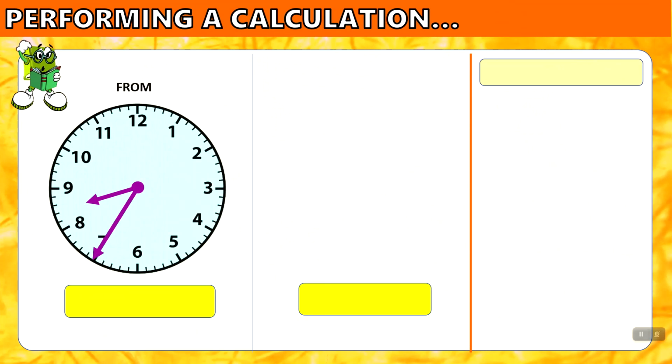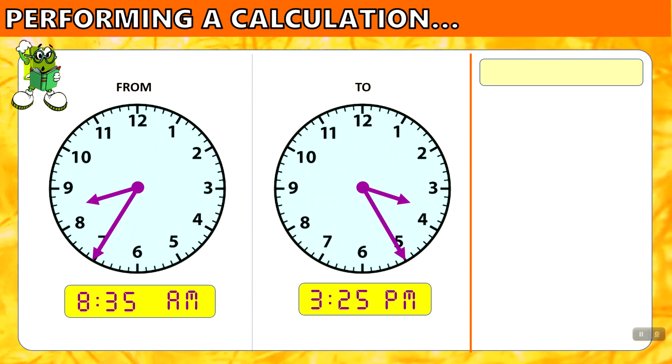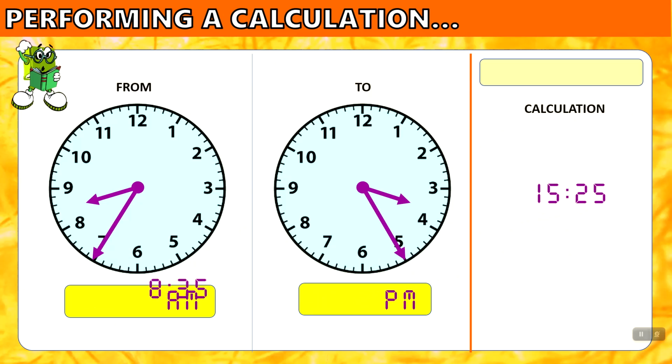Another calculation. This time is 8:35 a.m. and this time is 3:25 p.m. So how much time has elapsed? Instead of counting it on our fingers, let's perform the calculation. We start with the second time, which is 3:25 p.m. We convert that into 24-hour time by adding 12, which is 15:25. And then we subtract 8:35 a.m. Now we don't convert that because it has not reached 12 o'clock as yet. It's still in a.m. time, and we keep that as 8:35.